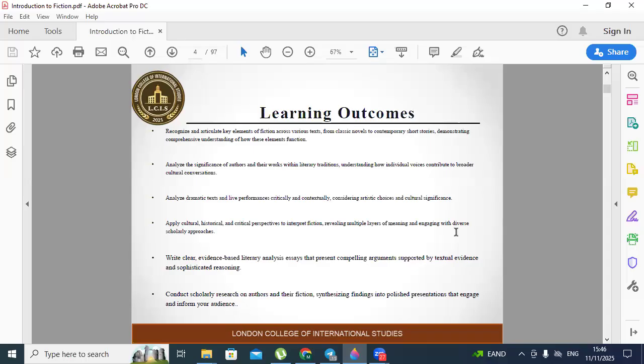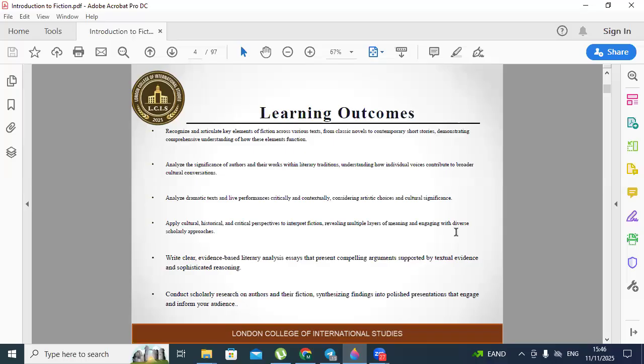Analyze dramatic texts and live performance critically and contextually. Consider artistic choices and their cultural significance. Apply cultural, historical, and critical perspectives to interpret fiction, revealing multiple layers of meaning and engaging with diverse scholarly approaches.